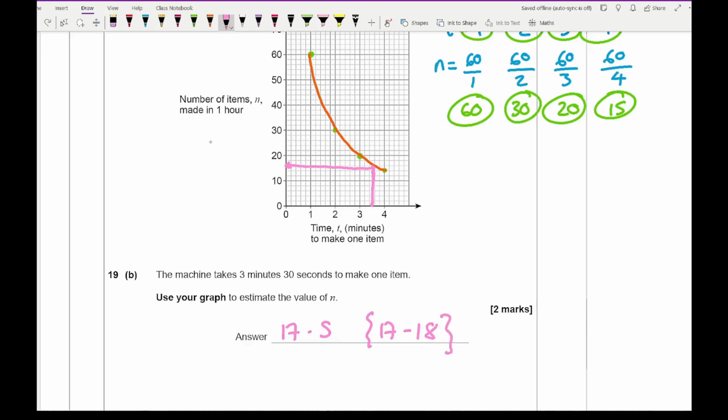One thing you could do is just simply substitute it back into the formula, so you could do 60 divided by 3.5. But the problem with this is because it says use the graph, you have to make sure you are using the graph. And n needs to be a whole number. So again, either go for 17 or 18. Obviously, you can't have half a product, so it's either going to be 17 or 18.